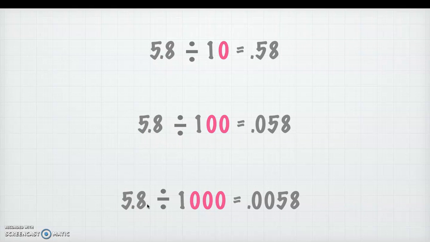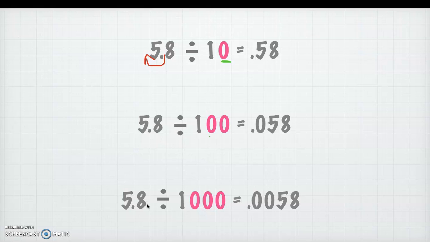Moving on, as we are dividing decimals by a power of 10, I have 5.8 divided by 10. All I have to do is move my decimal point to the left, depending on how many zeros I have. For 10, I have 1, 0. So I am going to move my decimal point 1 time to the left. So my final answer is 0.58.